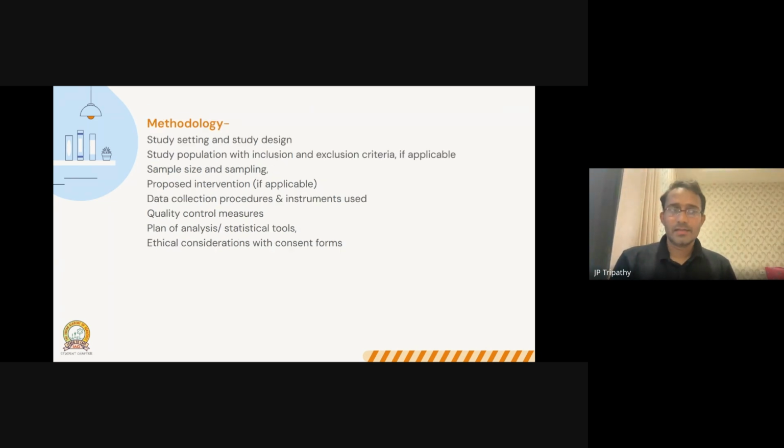Methods. I think the two most important sections in your protocol are, first, your objectives and then your methods. And methods should always be linked to your objectives. If you want to achieve something, you have to write your methods in a way that you achieve those. And these are some of the sections which you can follow in order to draft your method section. You should write your study setting and study design.